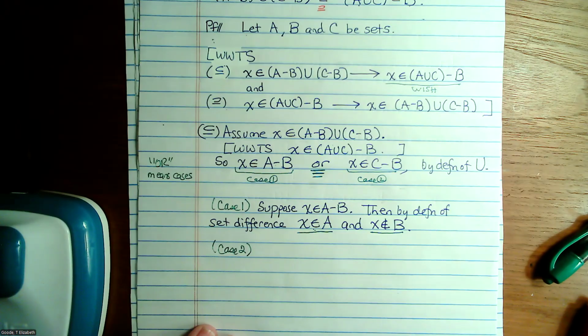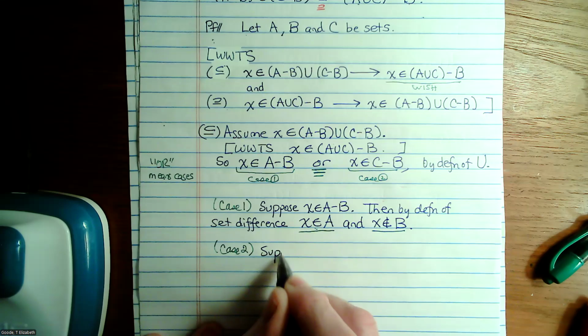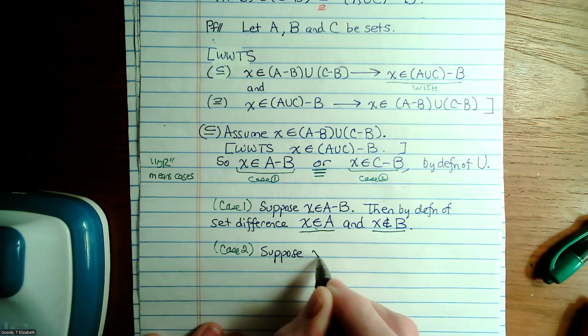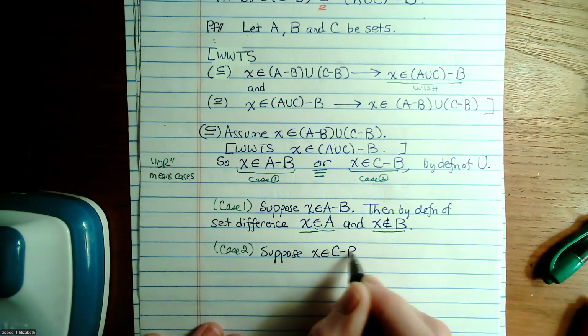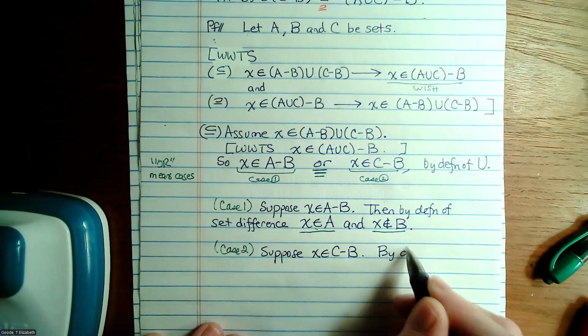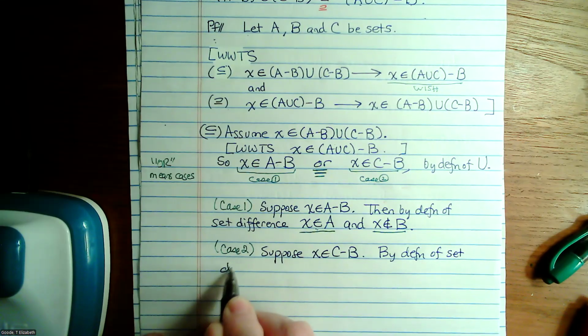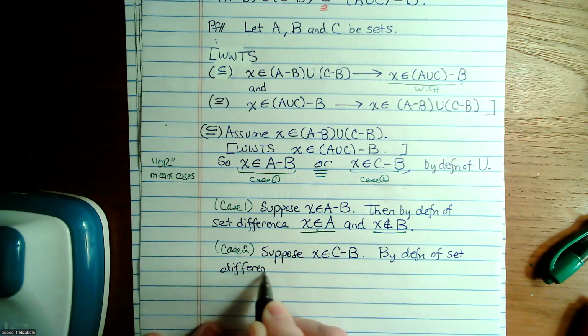So what is our supposition for case two? Suppose X is an element of C minus B. Then by definition of set difference, X is an element of C and X is not an element of B.